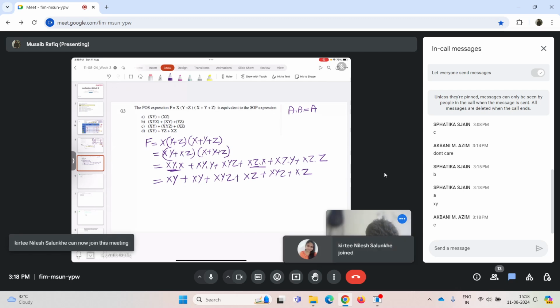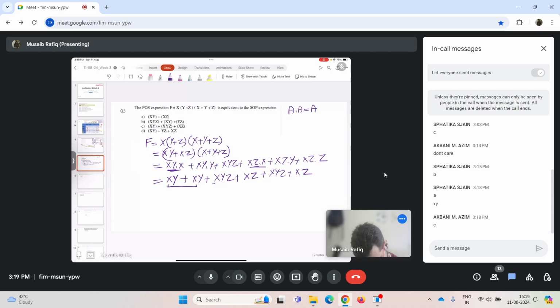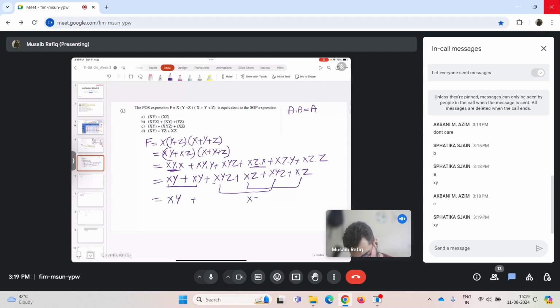Now the question arises over these terms. We have xy plus xy, we have xz plus xz, and we have xyz plus xyz. Can anyone tell me what xy plus xy will be equal to? Yes, it will be equal to xy. Similarly, xz plus xz will be equal to xz, and xyz plus xyz will be equal to xyz.